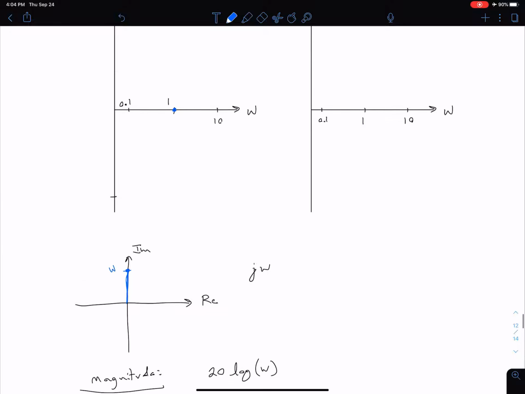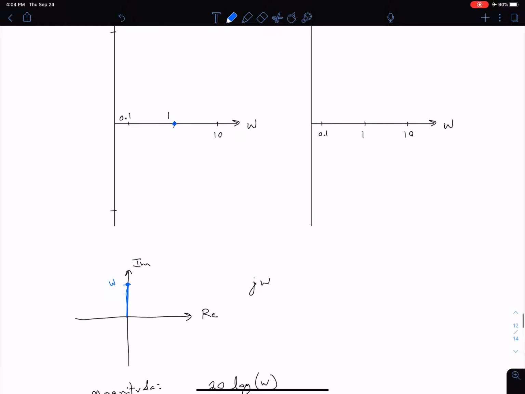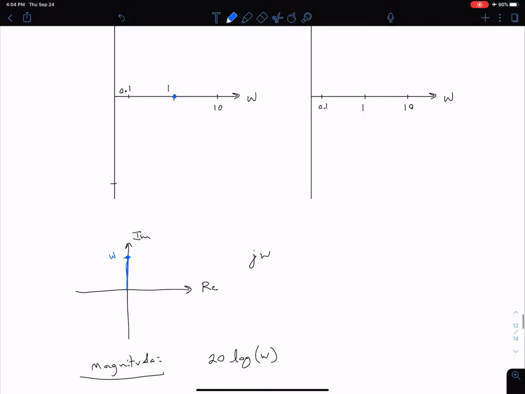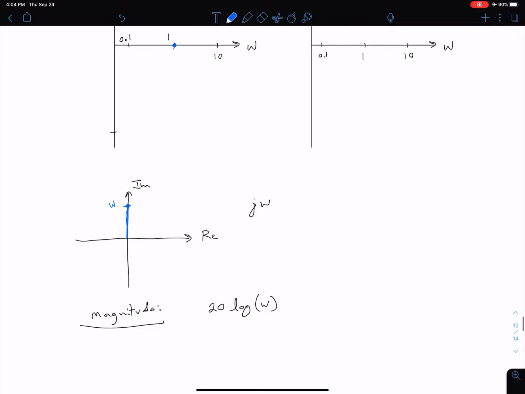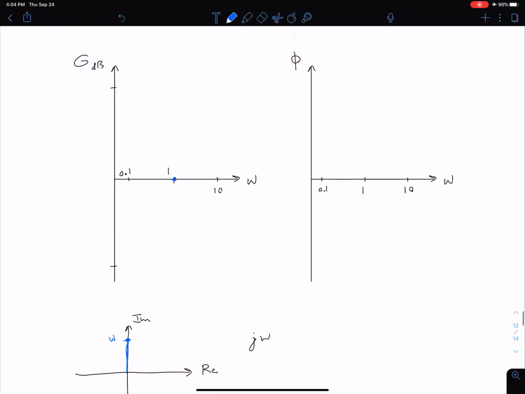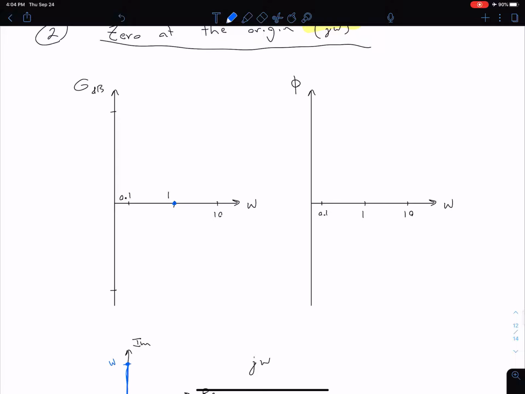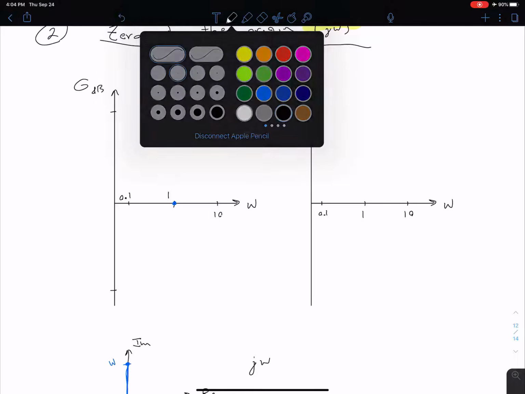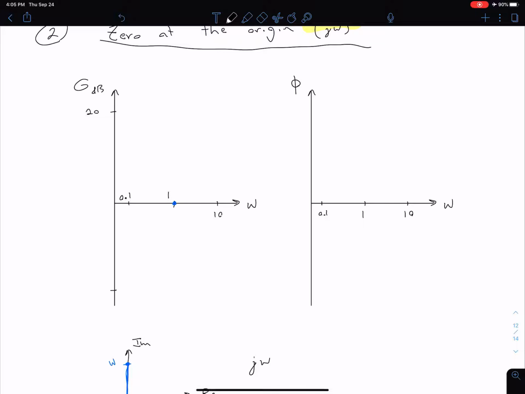Now, you'll notice I have a couple other points already here, so what if our frequency is 10? So if we have omega equals 10, log of 10 is 1, so we're going to be at 20. So let's go ahead and label this as 20, and we're going to put a point right here. So if our frequency is 10, we have a gain in decibels of 20.